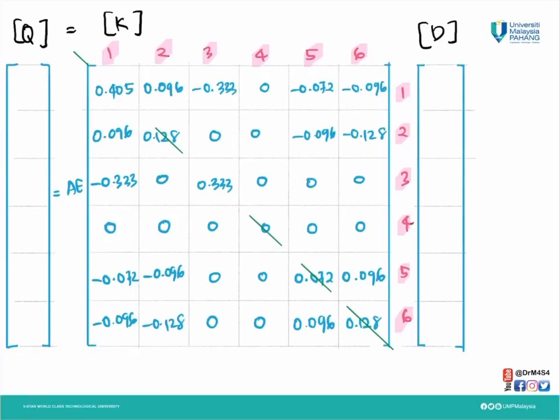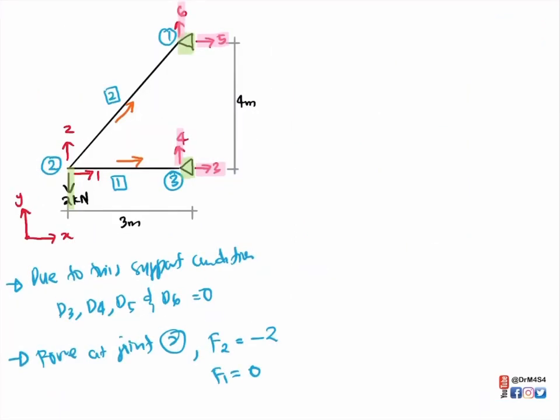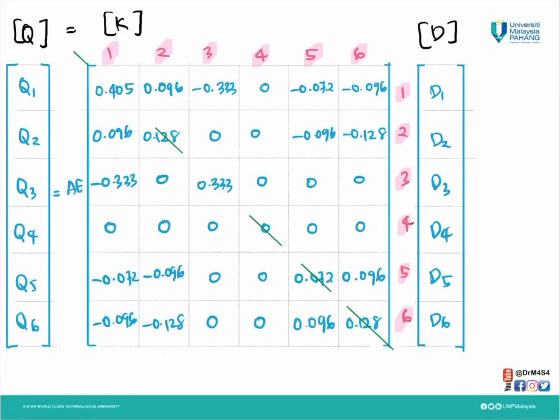Back to our structure force displacement matrix. By our numbering for our matrix, this will be displacement at direction 1, displacement direction 2, D3, D4, D5, and D6. This is force at 1, force at 2, 3, 4, 5, and 6. As we defined early on, we know D3, 4, 5, and 6 equal to 0. Therefore, this is 0, 0, 0, 0. Then we know here is the boundary between known and unknown.